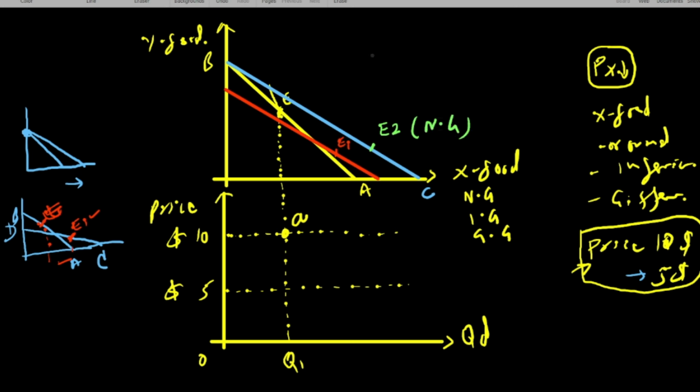And if X good is an inferior good, then the new equilibrium will be between E and E1, somewhere at this point, let's say E3. So this is for inferior good. And keep in mind, if X good is a Giffen good, then the new equilibrium will be to the left hand side of both equilibrium E and E1. So the new equilibrium in case of Giffen good will take place at E4. So this is for Giffen good.